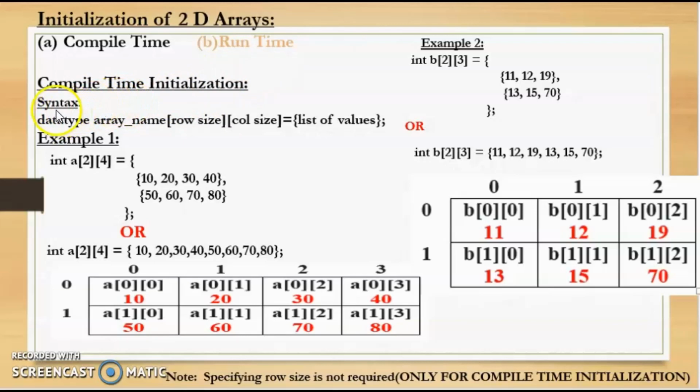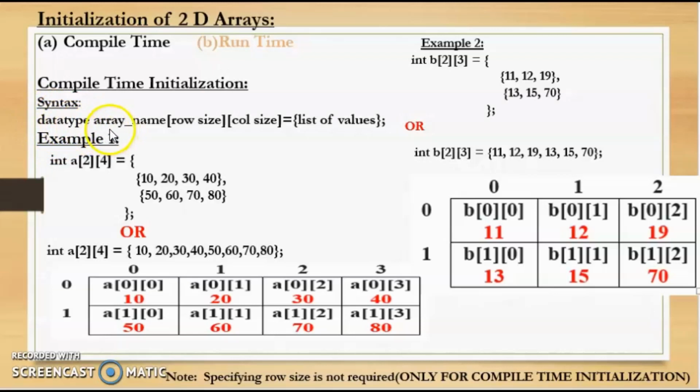array. The syntax for compile time initialization is, we write the data type, the array name, in square brackets the row size and the column size, and in this curly bracket we specify the values to be inserted. So first we write the data type. Data type will be the type of the array. So for example, if it is an integer array, data type will be int, or say if it is a float array, data type will be float. So this way there are many data types.